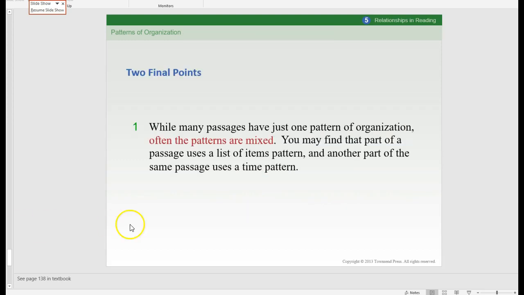Let's take a look at the next one. Well, they're not giving us another example. But 2 final points. Sometimes you can mix your patterns. Sometimes you may write a compare and contrast into a narrative, but don't think that you're always going to see listing in one essay, compare and contrast in another essay. Sometimes they are mixed patterns.